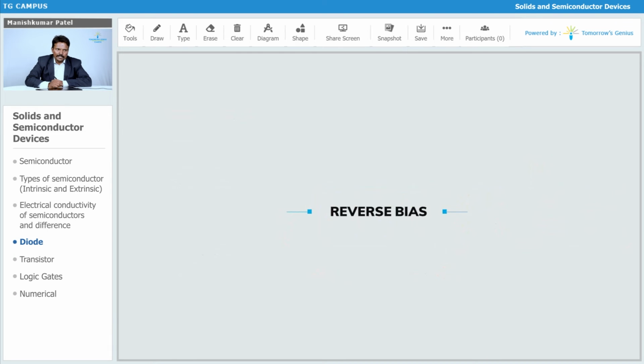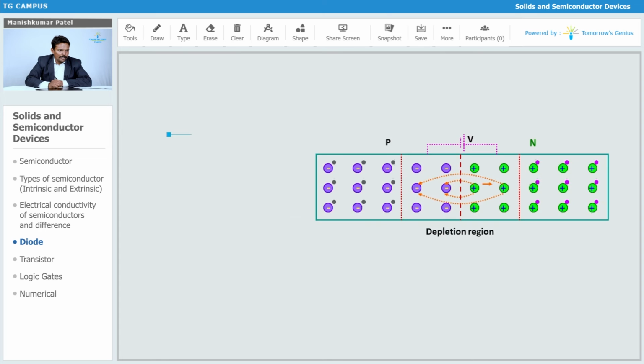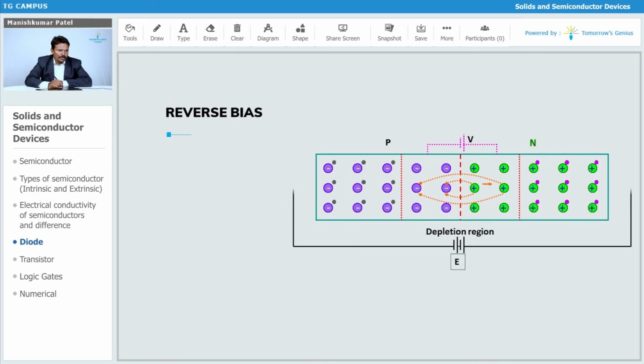Now we will see the next case, that is the reverse bias. So in case of reverse bias, obviously you have to just change the polarity, connect the negative terminal of the battery towards the p type semiconductor and the positive terminal towards the n type. So what will happen now? Because of that, you can see that the width of the depletion region starts increasing.